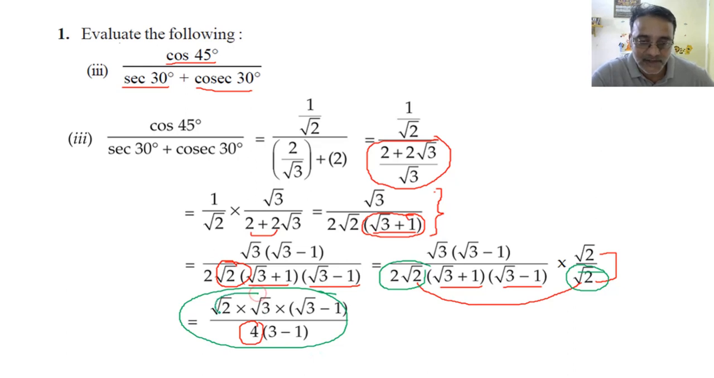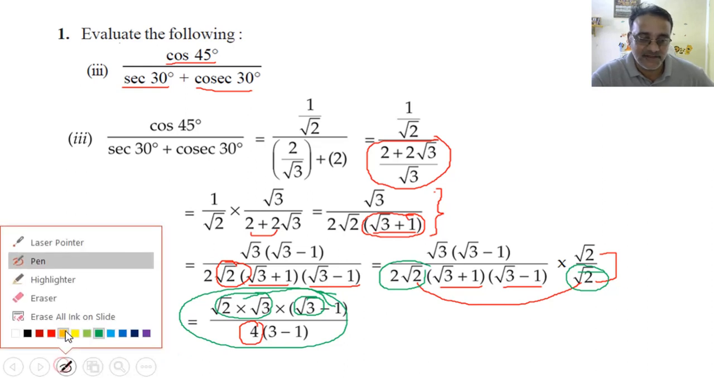What is the product of these two? Root 2 into root 3, root 3 into root 3. If we multiply these, 3 root 2. Yes, 3 root 2. And if we multiply this with 1, we get root 6, minus root 6.